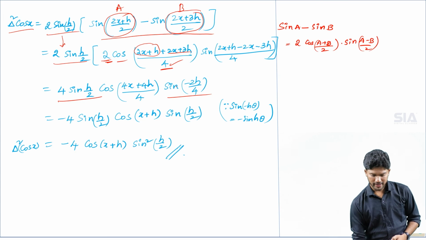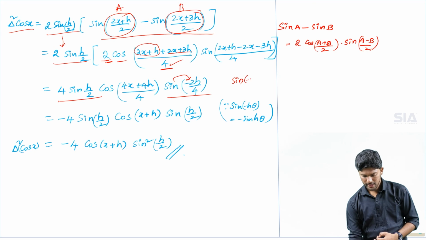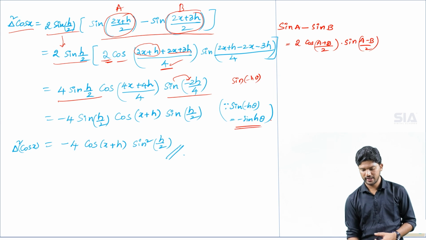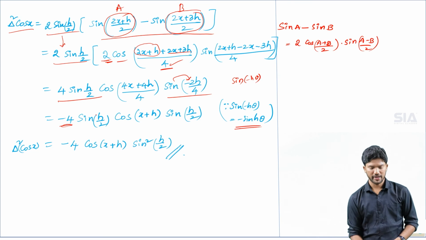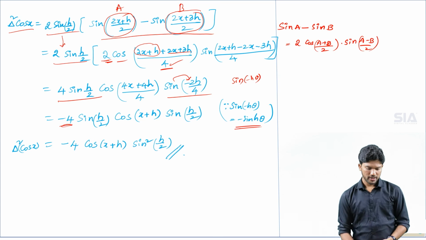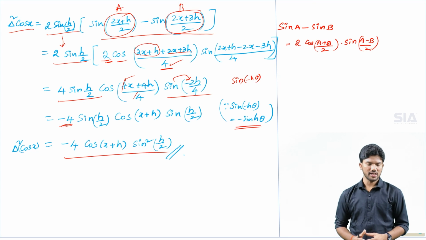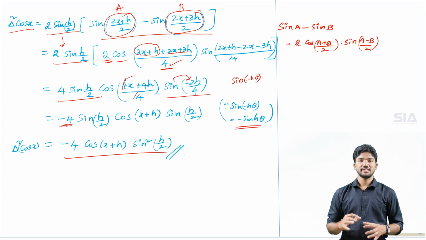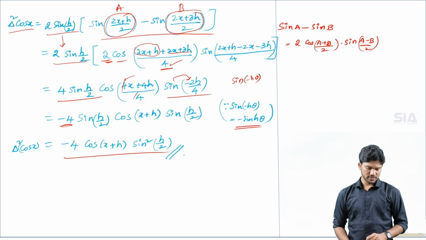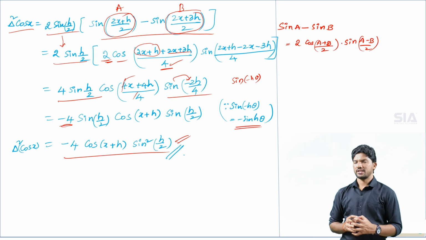You know very well, here there is sin of minus theta, so you can write minus sin theta as the formula. So from that you get minus 4 sin h by 2 cos, and if you take 4 common here, the 4s cancel. So therefore cos (x plus h) sin h by 2. So therefore minus 4 cos (x plus h) sin square h by 2. Why? Because sin h by 2 into sin h by 2 is sin square h by 2. So this is the final solution of the second difference of the given trigonometric function.